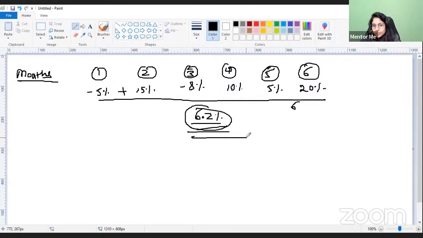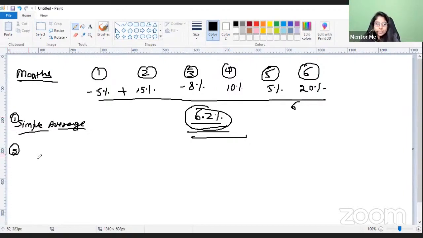So this 6.2 tells us about our average performance. Okay, but there are so many other factors also. This was about just a simple average. This is not wrong also. It's perfectly fine. But we can do other things with it as well.